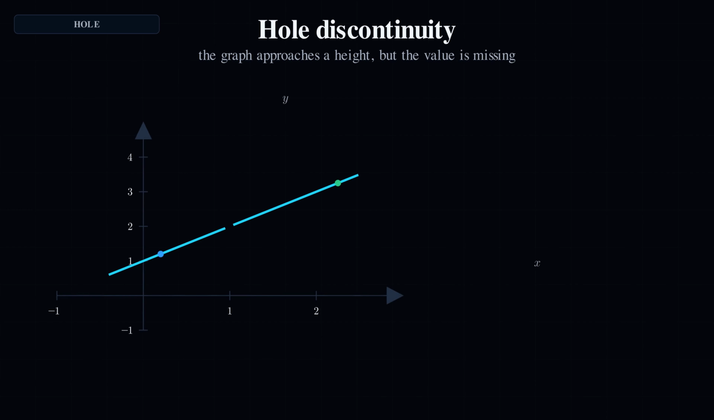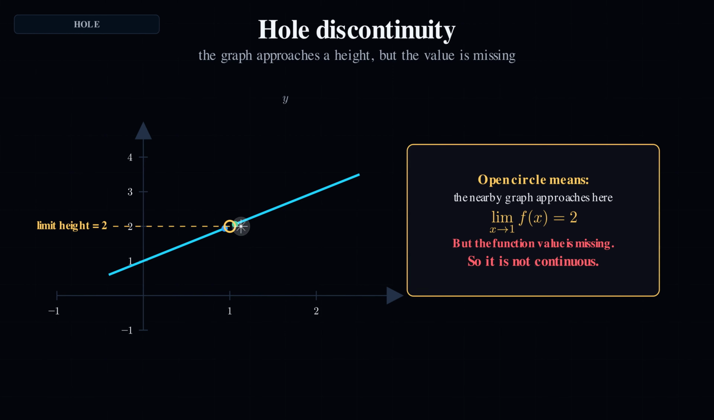Now look at a hole. The nearby graph approaches height 2 from both sides. The open circle marks the height the graph is approaching. So the limit exists. But the function value at that input is missing. Because the function has no actual value there, the function is not continuous at that input. This kind of break is called a removable discontinuity.